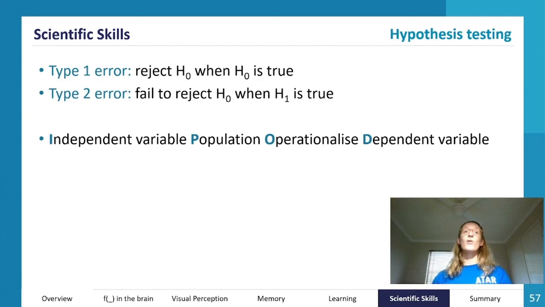So a type 1 error means that you reject the H0 when H0 is true. But a type 2 error means that you fail to reject your H0 when H1 is true. And hypothesis testing is something that you'll probably go into in class a fair bit as well, when you're getting ready for your experiment reports.